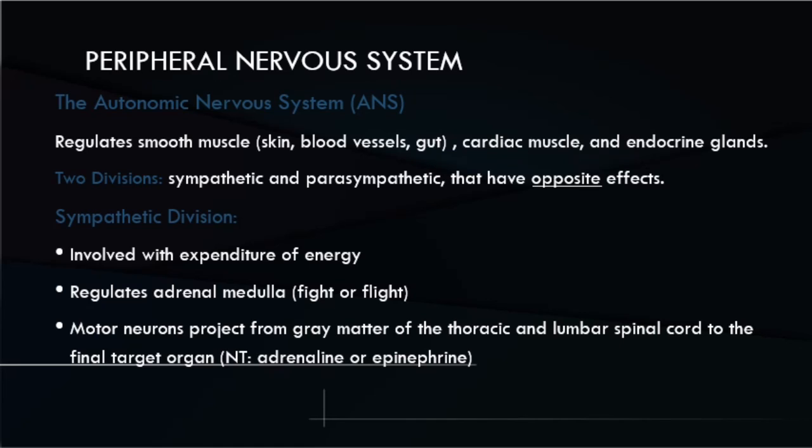So it's involved with expenditure of energy. It regulates the adrenal medulla, which is responsible for your fight or flight mode. Motor neurons project from gray matter of the thoracic and lumbar parts of the spinal cord and go to the final target organ. You want to know that the neurotransmitter for the sympathetic division is adrenaline or epinephrine, the same thing. There are 2 names for the same thing. So learn what the neurotransmitter is for each of them.